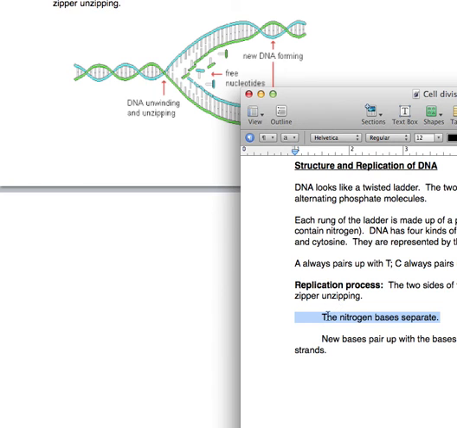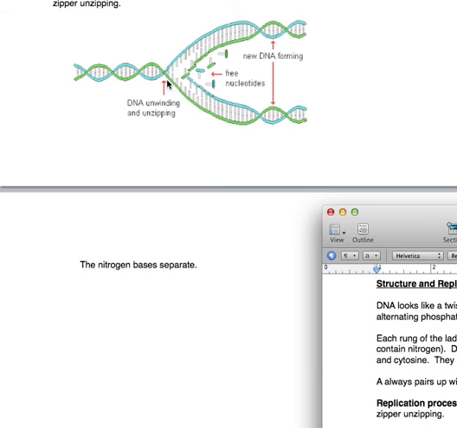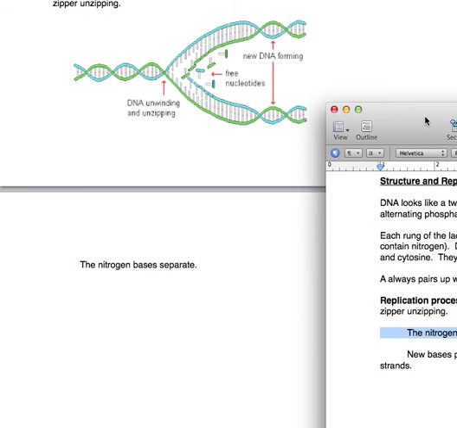So when they unzip, the 2 nitrogen bases separate, okay? So if you had an A and a T here, they've now separated. And in the nucleus of the cell, there are other nitrogen bases just floating around. And so new bases pair up with the bases on each old strand, and they form new strands. And the new strands happen to be identical to the other ones.